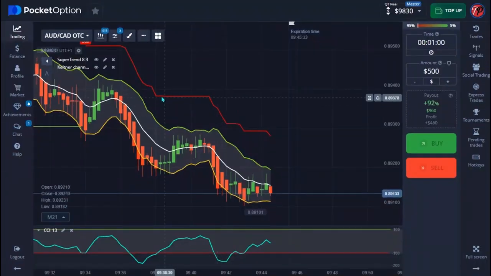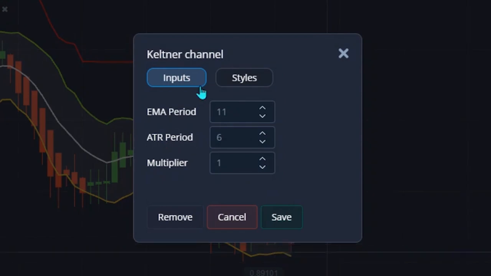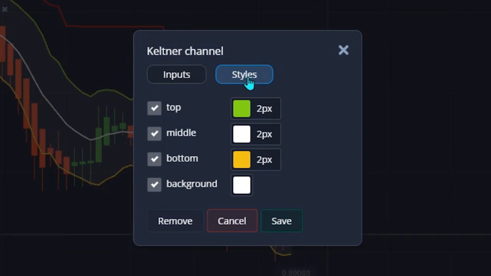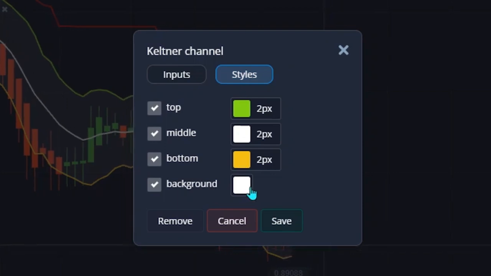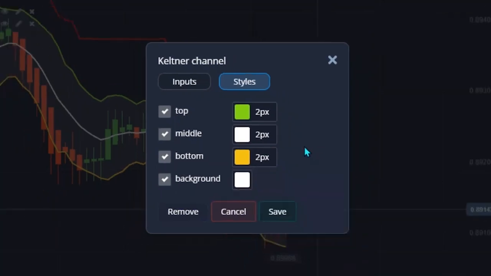The second indicator I use is called Signal Channel, with an EMA period of 11. The ATR period is 6, and the multiplier is 1. On my styles here, the top line is green, the middle line is white, the bottom is yellow, and the background is white. I also make sure I set all my lines to 2 pixels. That's pretty much all you have to do. When you're done, you hit save.